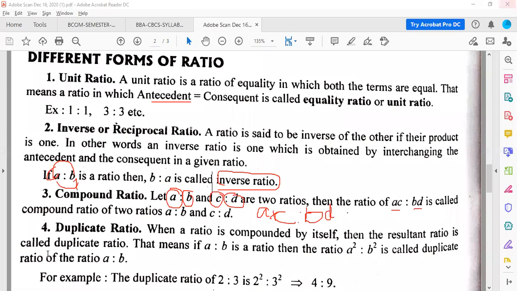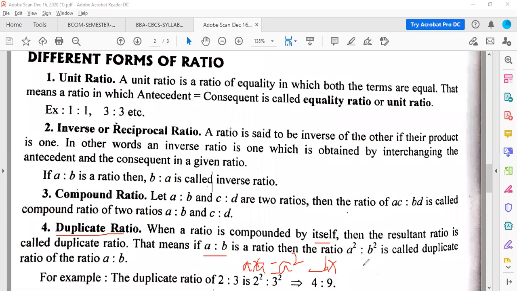Okay. Then the next ratio is duplicate ratio. Now duplicate ratio is when a ratio is compounded by itself. When the ratio is multiplied by itself, then that is called a duplicate ratio. If A is to B is a ratio, then if we multiply A into A, it will become A square. And if I multiply B into B, it will become B square. And this will be the duplicate ratio of A is to B.